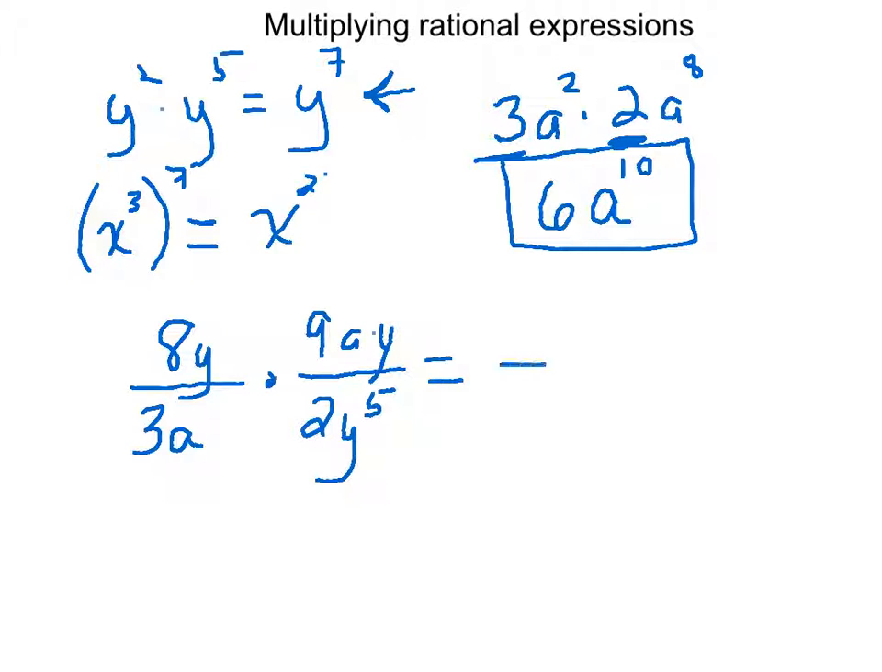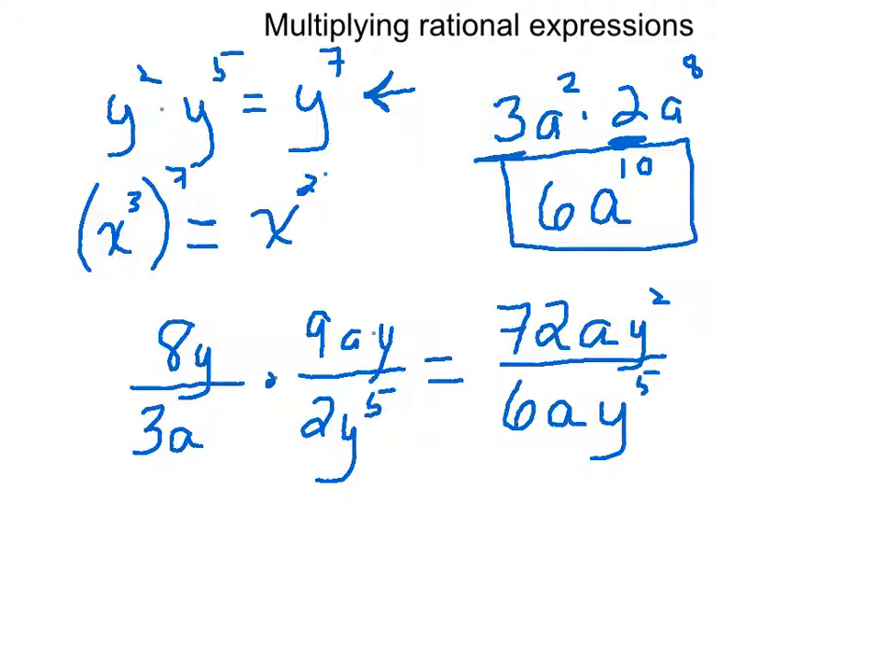So if we look at the tops times the tops on here, 8 times 9, that's going to give us 72. When we look at our a's, we only have one a at the top. And at the top for y's, we have a y times y, which will just give us y squared. For the bottom, number-wise, we have 3 and 2, and they need to be multiplied, so that's going to be a 6. We only have one a, so that's going to be just an a. We don't usually write to the 1 power. And then y to the fifth is just really copying that over.